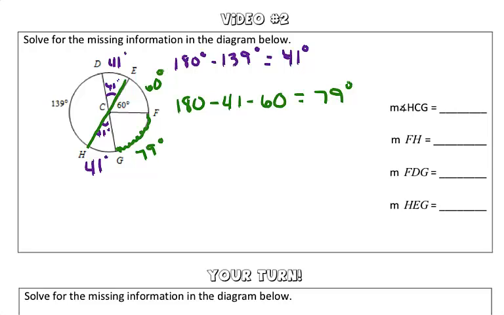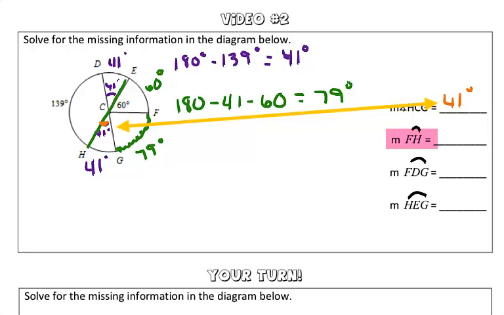Now that we have filled in the measurements of all of the arcs that we see in our diagram, we're going to see what our questions are asking us and what we have to solve for. These should all say the measure of the arc. Apparently it didn't come up on my screen. I apologize, so I'm just going to fill those in. The first part says what is the measure of angle HCG. Well, HCG is this angle right here, and we found that to be 41 degrees.